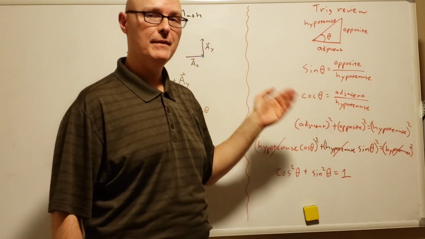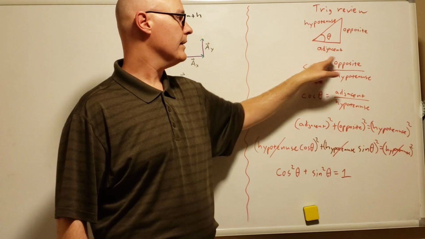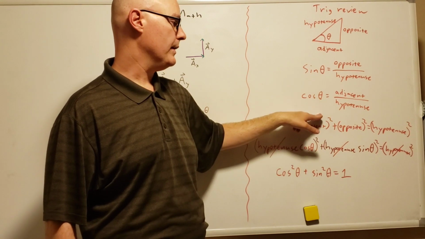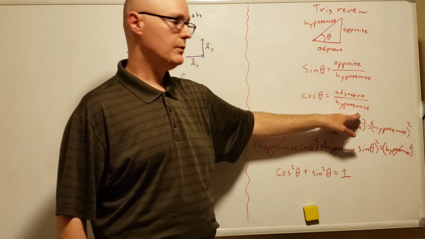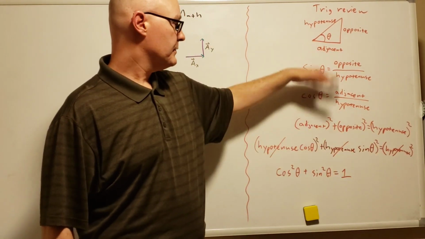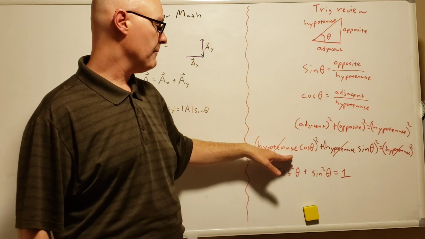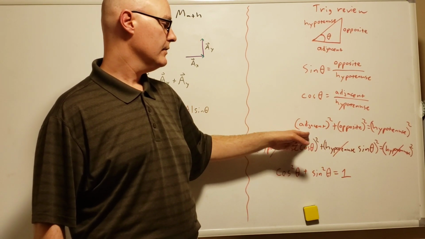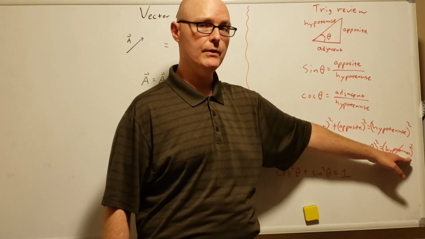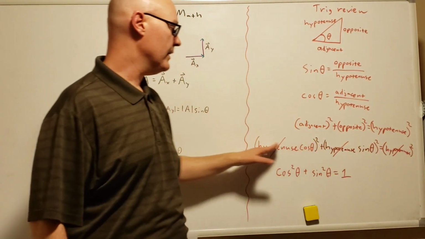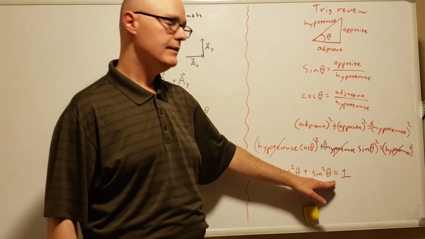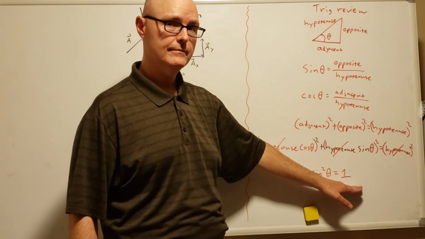I can use the Pythagorean theorem to say that a squared plus b squared equals c squared. So therefore, the adjacent side squared plus the opposite side squared is equal to the hypotenuse squared. Substituting in, I have the hypotenuse times the cosine squared plus the hypotenuse times the sine squared is equal to the hypotenuse squared. Now the hypotenuse squared will divide through, and I have that the cosine squared plus the sine squared is equal to 1.